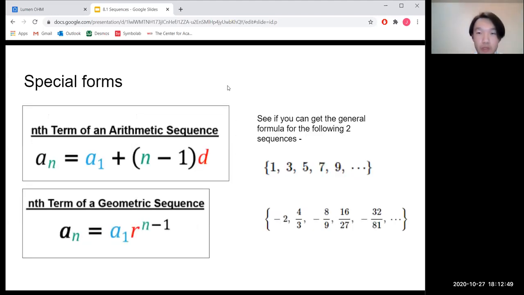Okay, so there are specific sequences that have a special form. And here we have 2 of those. We have an arithmetic sequence and a geometric sequence. You guys have heard of those, right? Say yes if you have heard of it. Okay, so someone who has heard of it, can you just explain briefly what makes something an arithmetic sequence and what makes something a geometric sequence?